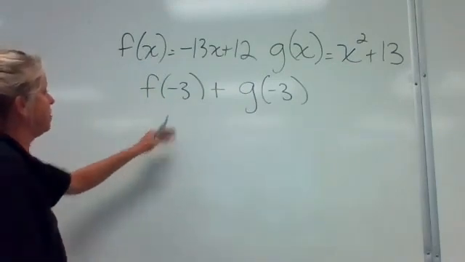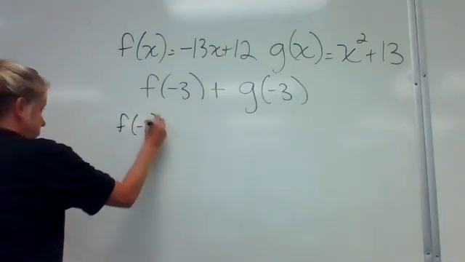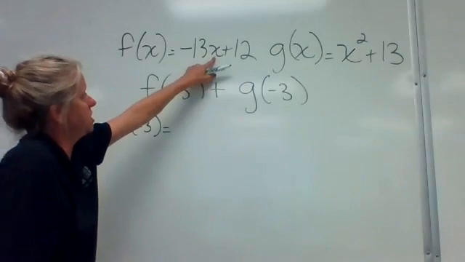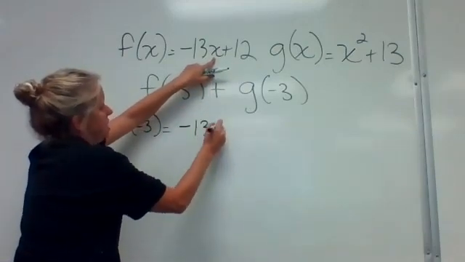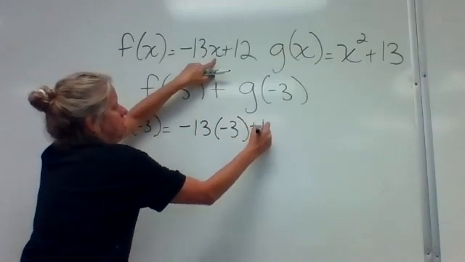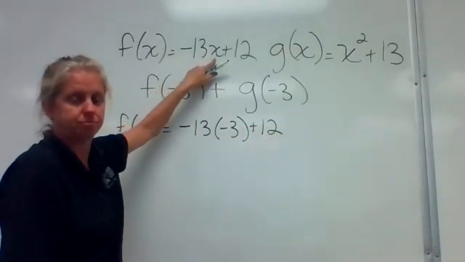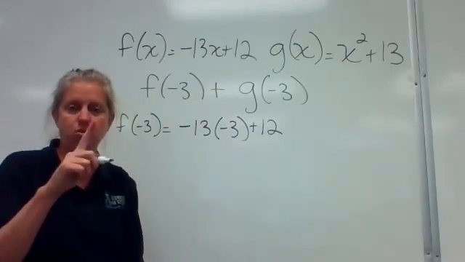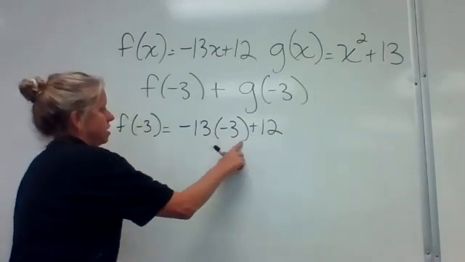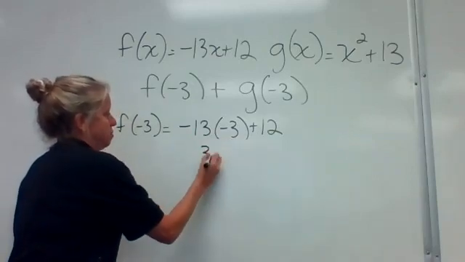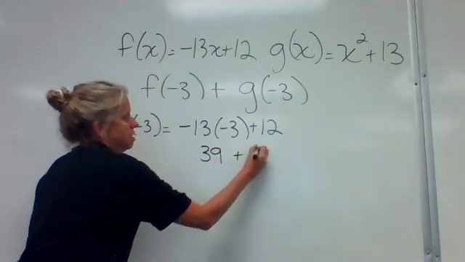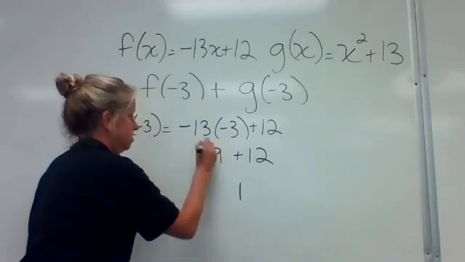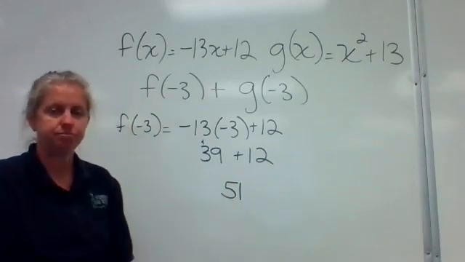So let's start here with f of negative 3. I go to my f function, replace its x with negative 3. So I have negative 13 times negative 3 plus 12. Now remember, if you type this right in your calculator exactly like it's written, it'll do all the steps for you in one step. Okay, so I'm just going to do it in 2. Negative times a negative gives me positive 39. Bring down that plus 12 and 39 plus 12, let's see, 9 gives me 51.